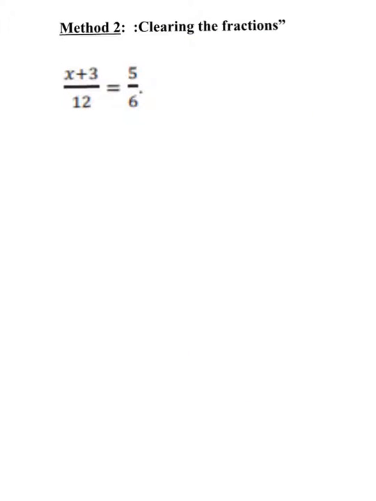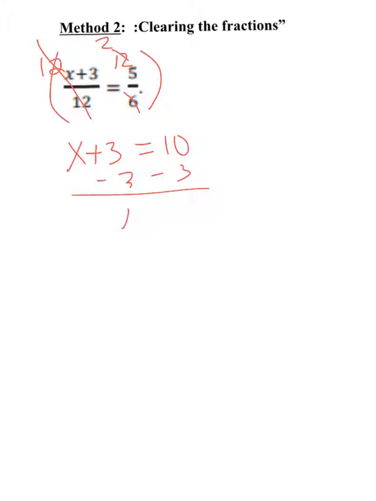Alright, the same one with clearing the fractions. Again, the common denominator is 12, so I will multiply that side by 12. I will multiply the other side by 12. Over here, the 12s cancel. I'm left with x plus 3. On this one, the 6 goes into 12 twice, which means 2 times 5 is 10. Move my 3 over real quick, and x turns out to be equal to 7. And we've already checked it, so we know it works. That's clearing the fractions. Like I said, my favorite choice.